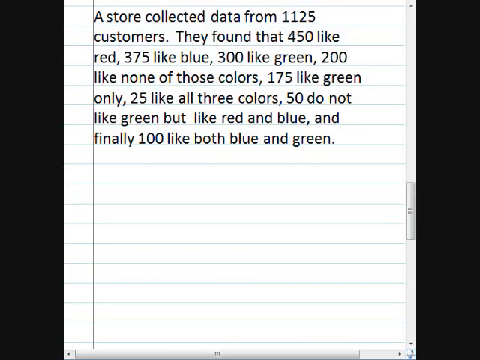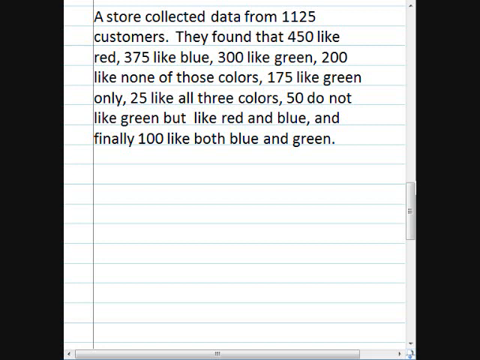Let's look at an example with three sets. The store collected data from 1,125 customers. They found that 450 like red, 375 like blue, 300 like green, 200 like none of those colors, 175 like green only, 25 like all three colors, 50 do not like green but like red and blue, and finally 100 like both blue and green. We will answer questions like what percentage of the customers liked all three of the colors, or what percentage of the customers liked exactly two of the colors, or even what percentage of the customers do not like green.